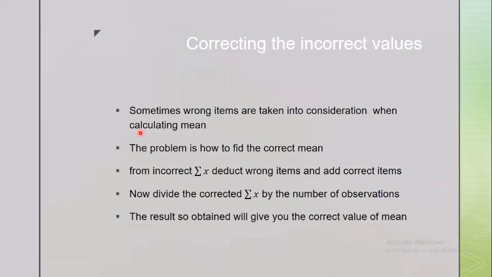In some cases, while doing the arithmetic mean or while taking up the data, you might miss out some values, or you might enter incorrect values. So in that scenario, what should you do? Now the problem is to find the correct mean. From the incorrect summation of the variables, you have to deduct the wrong items, and then add the correct items, and then divide the corrected sum by the number of observations. The result obtained will give you the correct value of the mean.